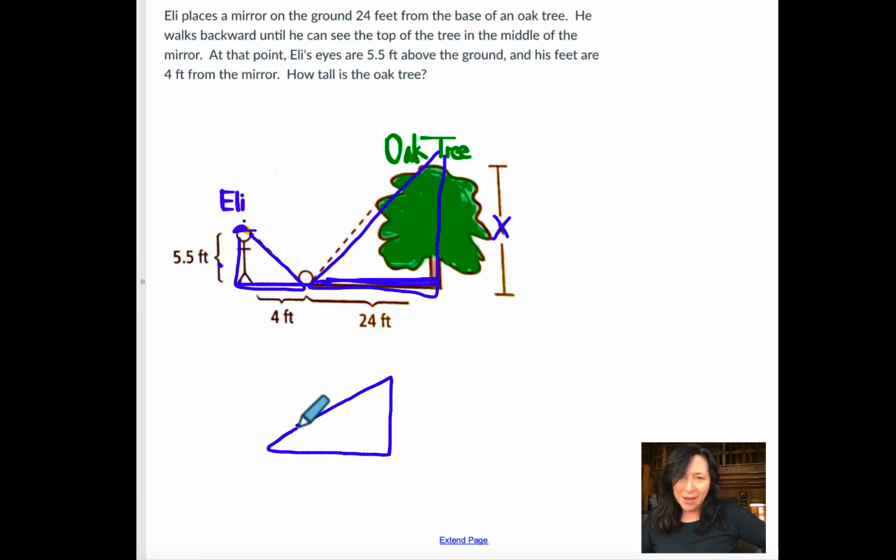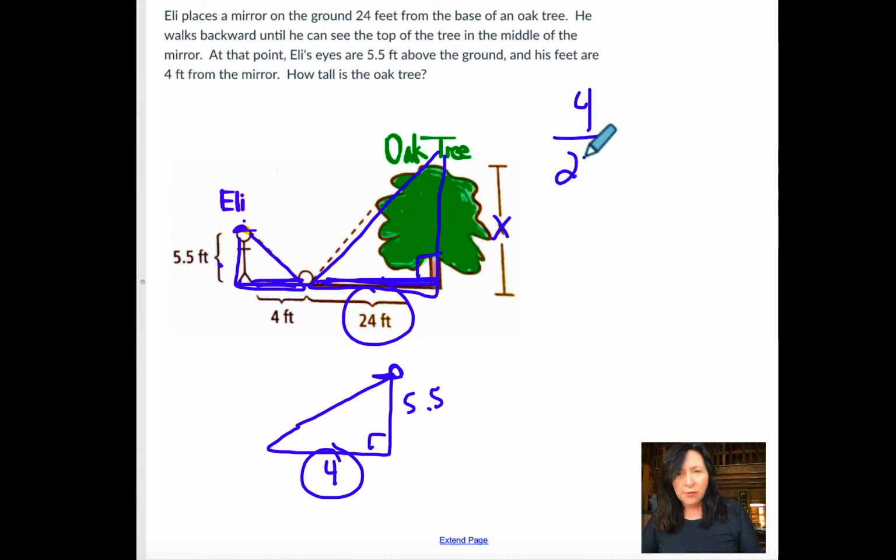So again, I mean, I sound like a broken record. I know that. But I would always redraw the triangle. So here's Eli. Here's his baseball hat. He is 5.5 feet, and the base here is 4. And, you know, he's standing up tall, so that's going to be a right angle just like a tree. So you're going to make a proportion, and you're going to say, to find X, you're going to go 4, the base is to the base. So you're going to say 4 is to 24 as, for base, the small to large, as 5.5 is to X. We're going to cross multiply.